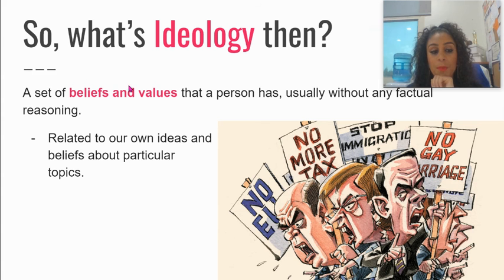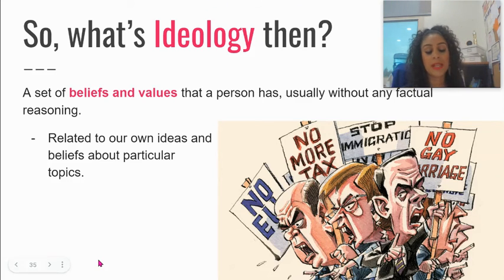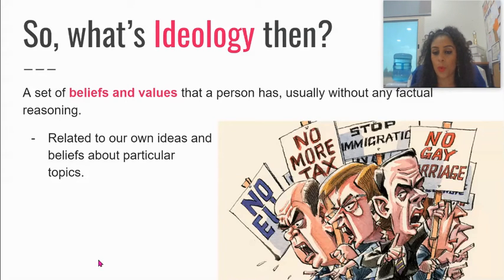Okay? So, what is an ideology then? An ideology, please write this down, it's a set of beliefs and values that a person has. And usually, that person will have those values without any factual reasoning. So, these are ideas, and ideology comes from that word ideas or idea. These are ideas that we have and beliefs that we have about our own particular, I guess, opinion on topics. So you might have a particular opinion on climate change.